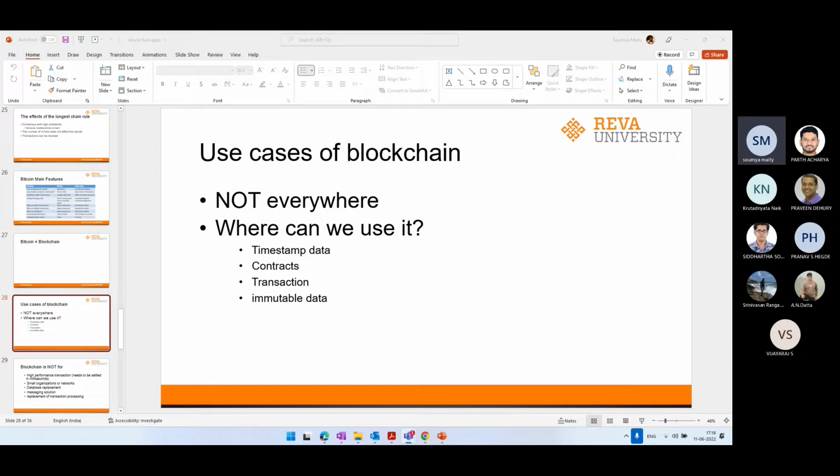It is best for timestamp data, contracts, transactions, or data that is not relevant to change. So we are buying something without knowing what it does.